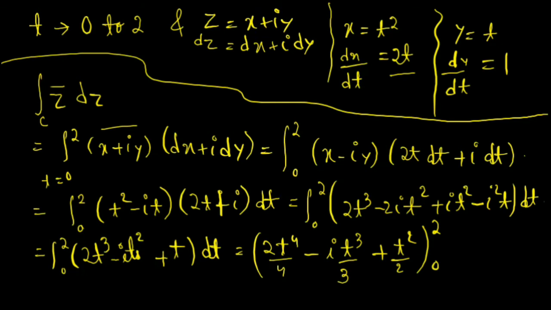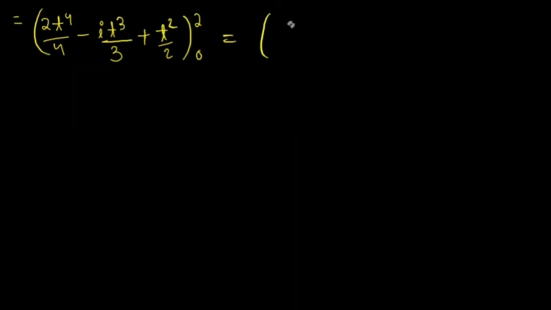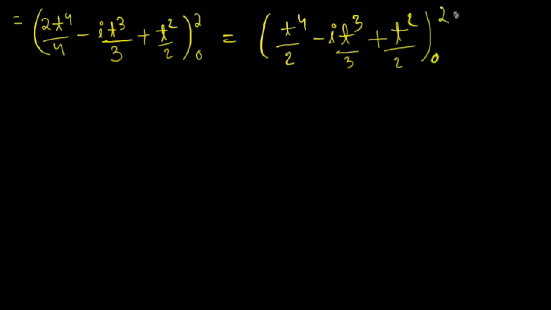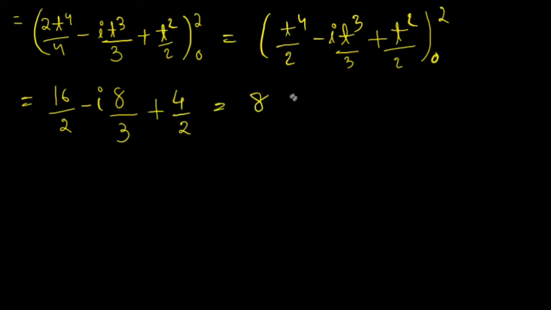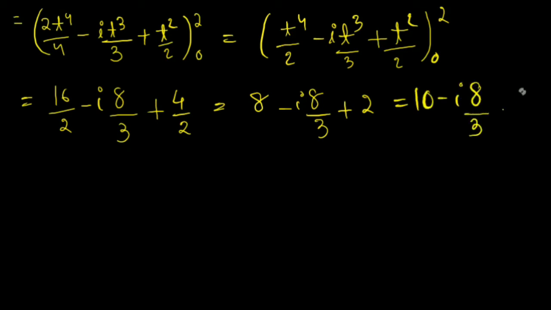So now this is equal to t to the 4 by 2 - it cubed by 3 + t squared by 2, and the limit is going from 0 to 2. Now this is equal to 2 to the power 4 is 16 by 2, minus i times 8 by 3, plus 4 by 2. So this is 8 - i 8 by 3 + 2, which is 10 - i 8 by 3, and this is the answer.